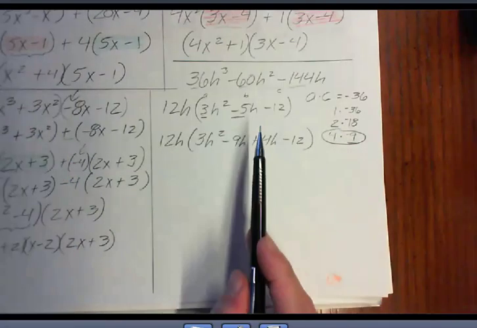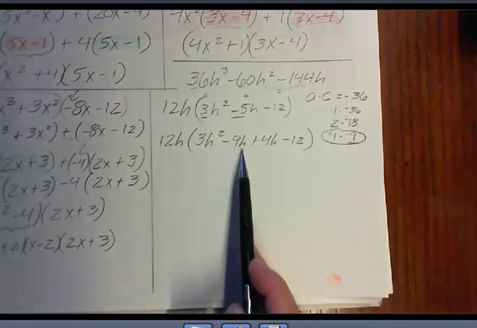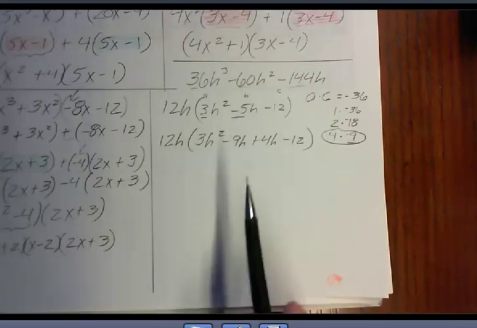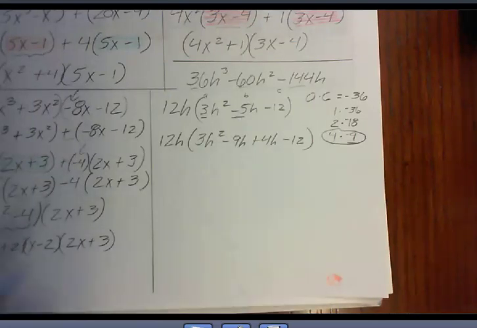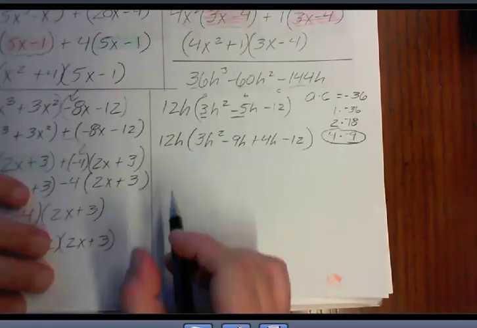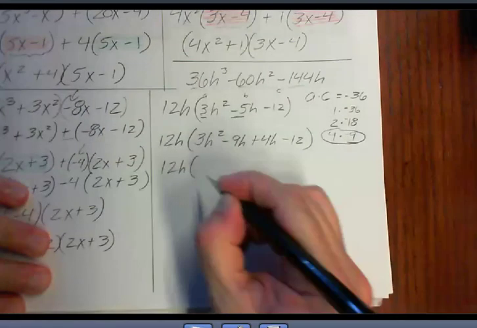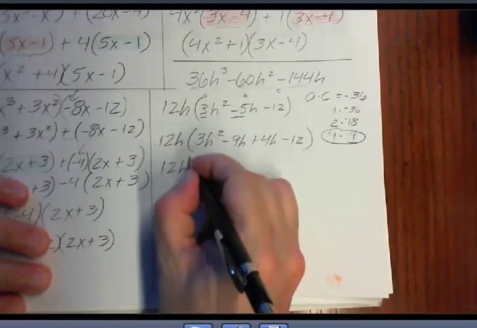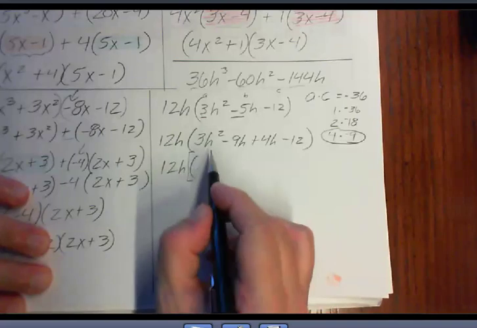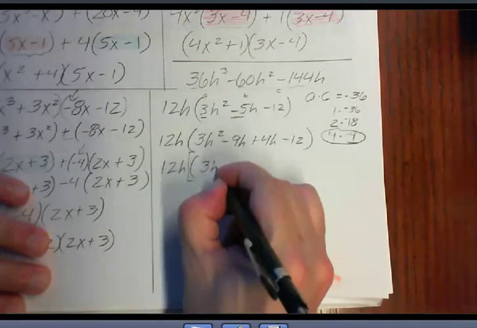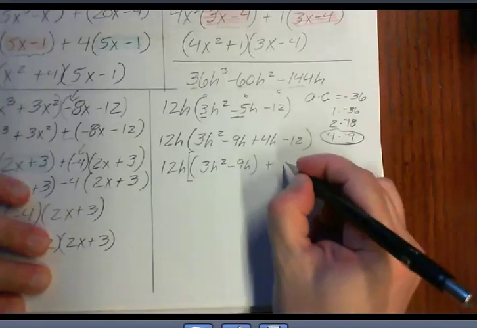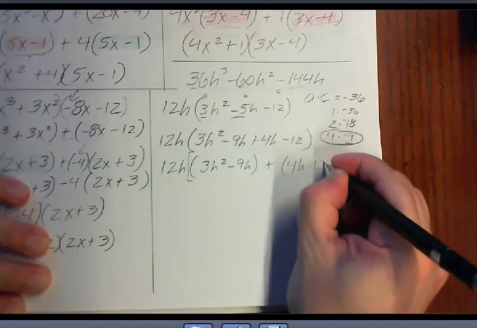Okay, so all I've done is rewritten negative 5h as negative 9h plus 4h. Think about it. Negative 9h plus 4h equals negative 5h. So everything is still equivalent. I have not changed the value of anything. I'm just writing it in an equivalent form that allows me to factor it, okay? So for this first grouping, and I'm going to go ahead and use some brackets here as well, we're going to split it up into 3h squared minus 9h plus 4h minus 12.